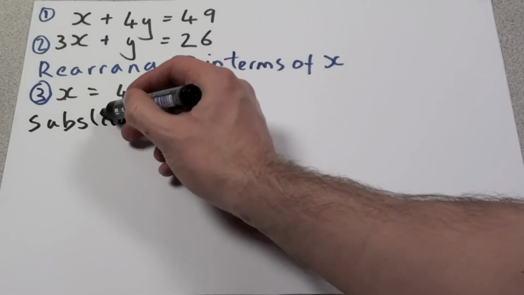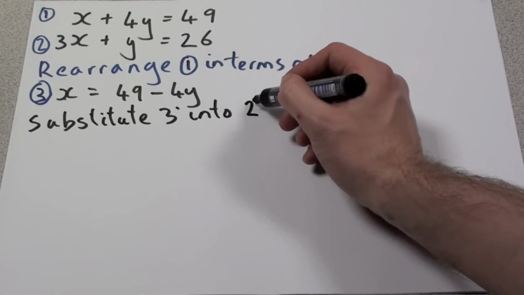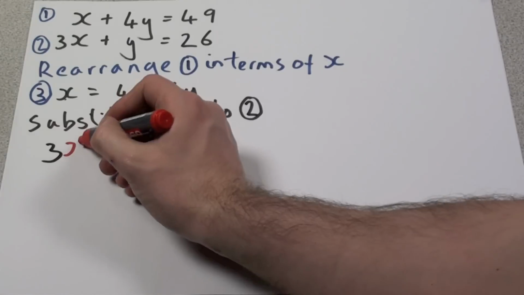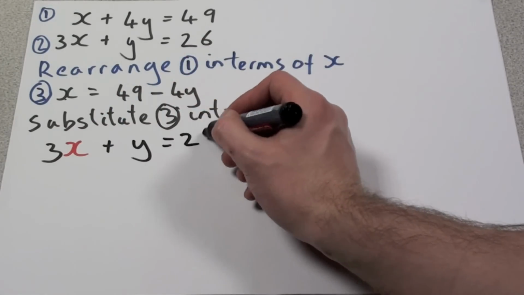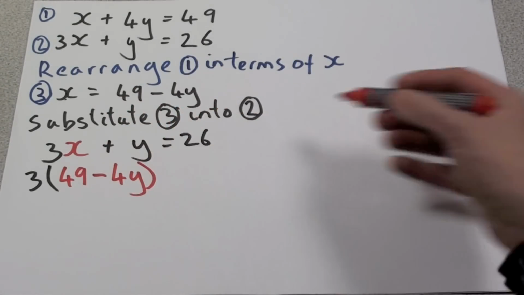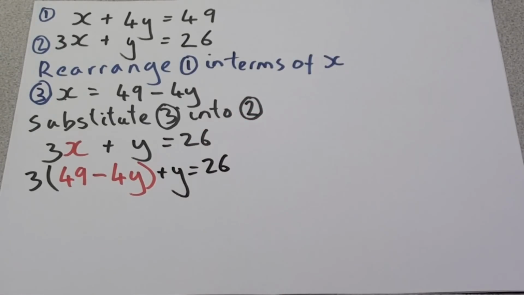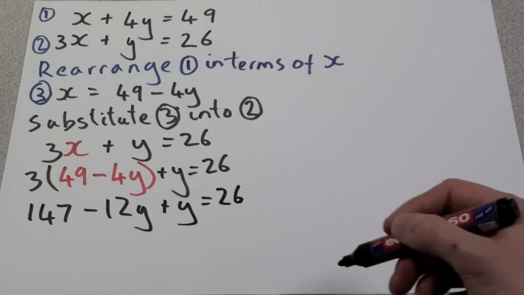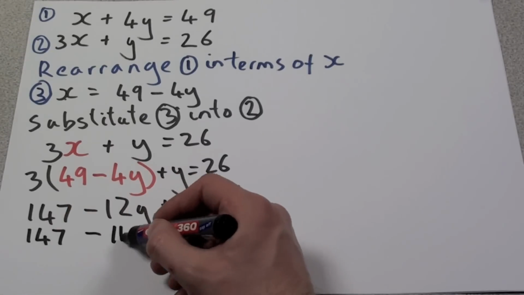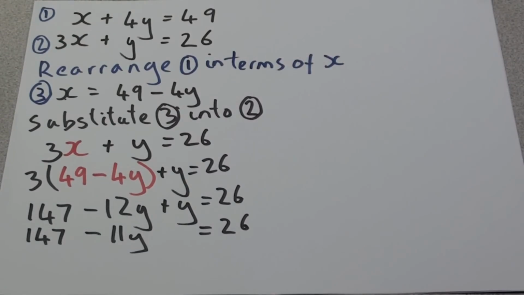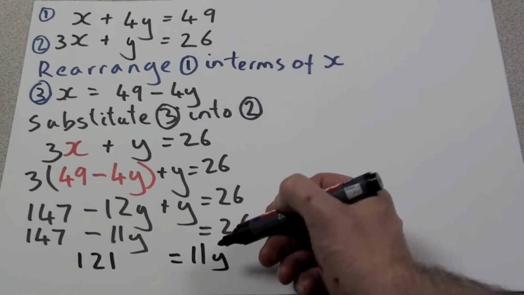So, we're going to substitute equation 3 into the equation we've not used, which is equation 2. So, equation 2 started life as 3x plus y equals 26, and is now going to be 3 lots of 49 take away 4y plus y equals 26. So, we need to just expand our bracket. So we get 147 take away 12y plus y equals 26. By collecting like terms and rearranging, we can get a value of y, and we get a value of y equaling 11.